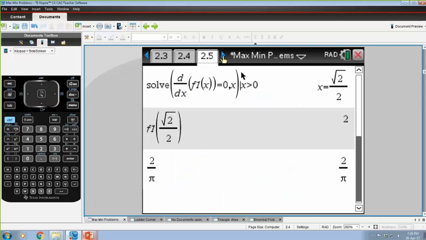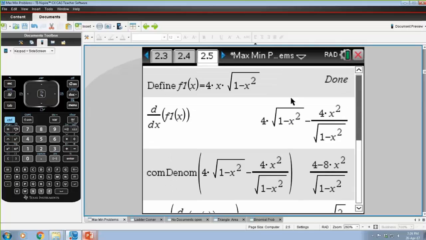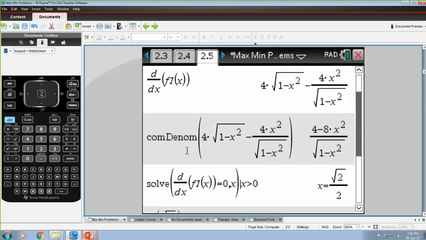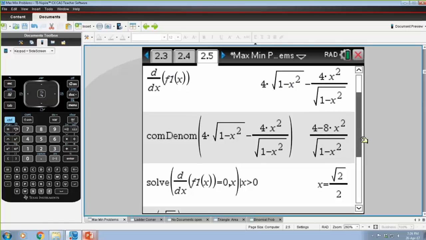Now, it's an interesting calculus problem if you want to try this one by having 4x root 1 minus x squared. That would require a product rule and a chain rule to differentiate it. To solve it when you put that equal to 0, it's nicer to have a common denominator to solve and find the value of x, which is root 2 on 2, and then working that out.